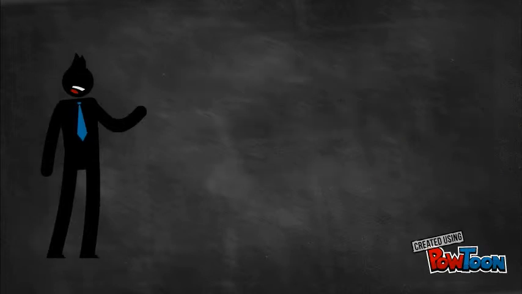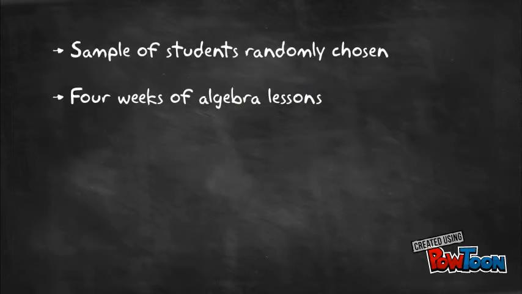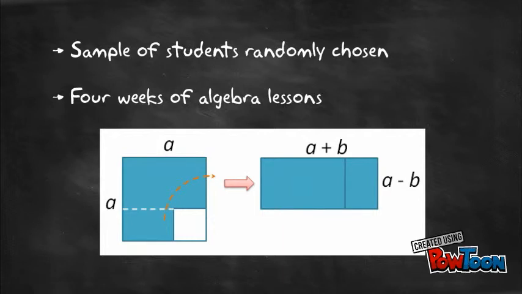This pre-test questionnaire was then analysed to determine the common misconceptions that existed among this sample of Irish second-level students. Following this, teaching resources and materials were developed to address the misconceptions identified. A sample of these students, who are now in transition year, then completed 4 weeks of algebra lessons using the teaching resources developed. For example, using the visual method to teach the difference of two squares.